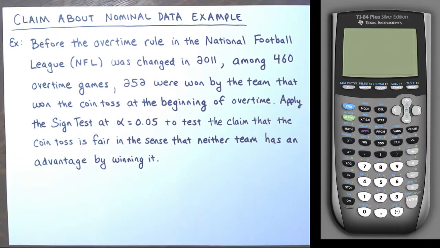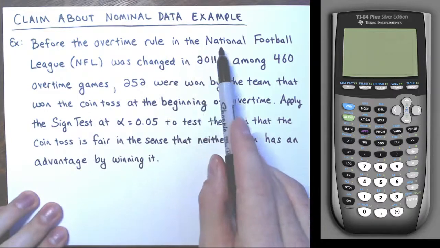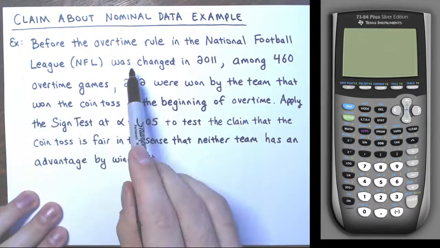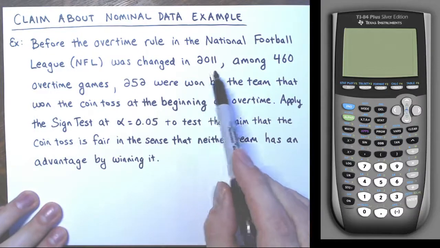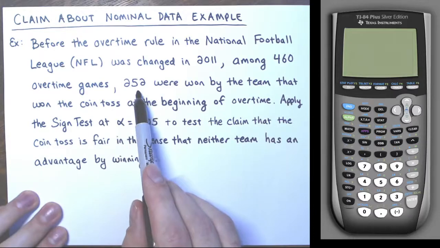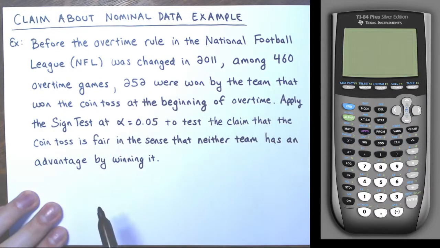All right. So before the overtime rule in the National Football League, the NFL, right? Before the overtime rule was changed in 2011, among 460 overtime games, 252 were won by the team that won the coin toss at the beginning of overtime. All right, meaning that the other 208 games were lost by the team that won the coin toss. Hope that makes sense.